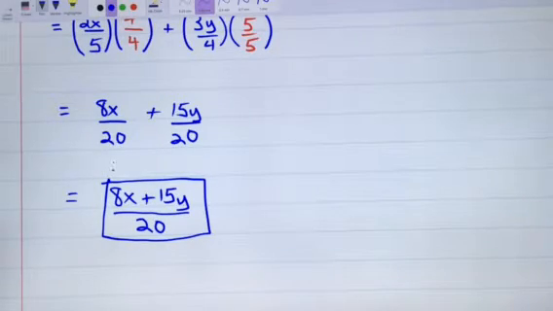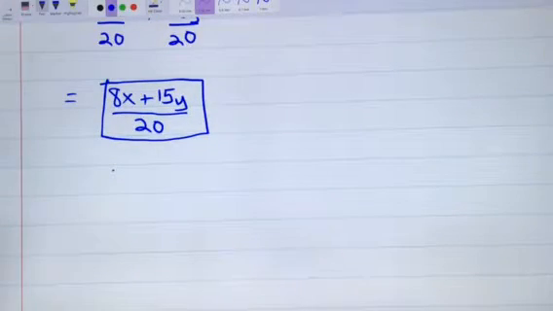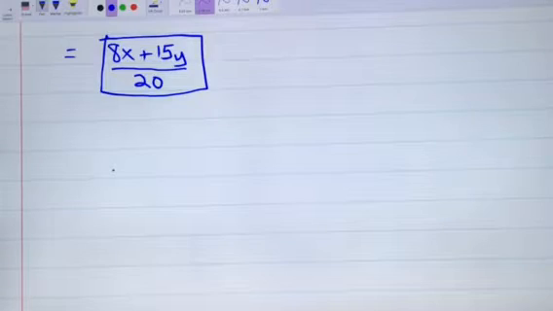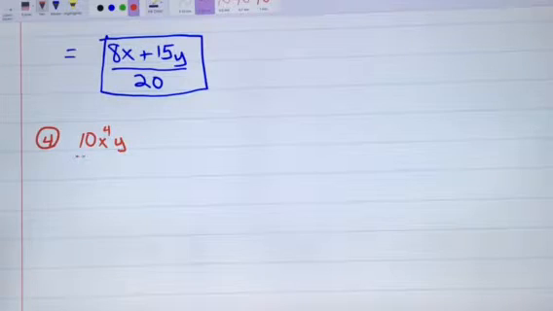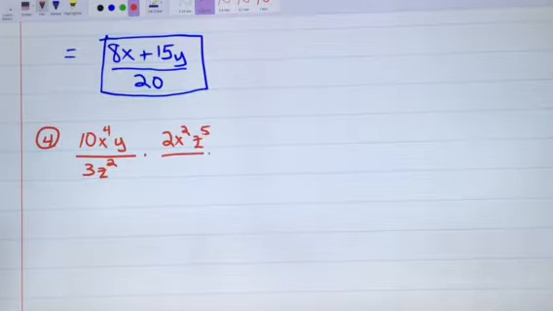Now, if I take what I have in the context of multiplying fractions, let's say we have a couple of rational expressions, and we'll say we have 10x to the 4th y, all over 3z squared, and I have times 2x squared z to the 5th, and I have all over 5xy to the 4th.